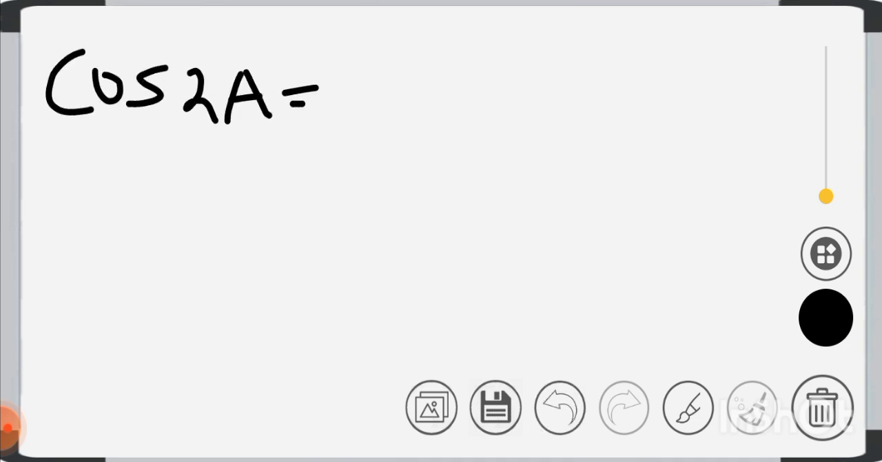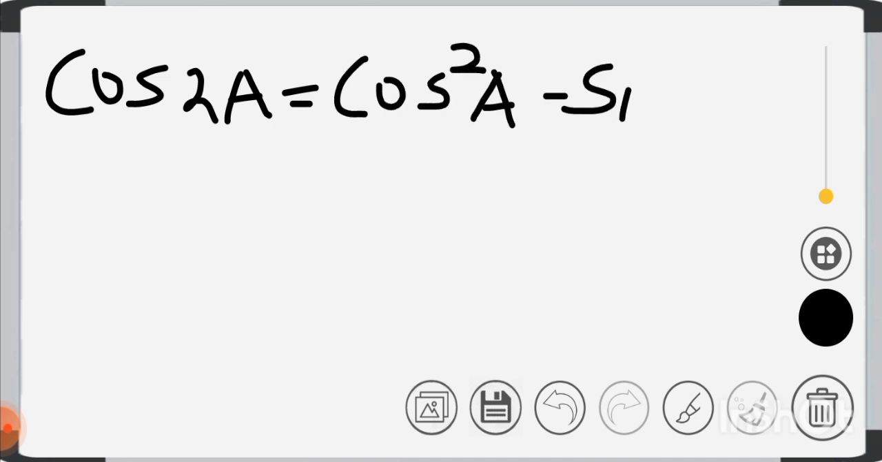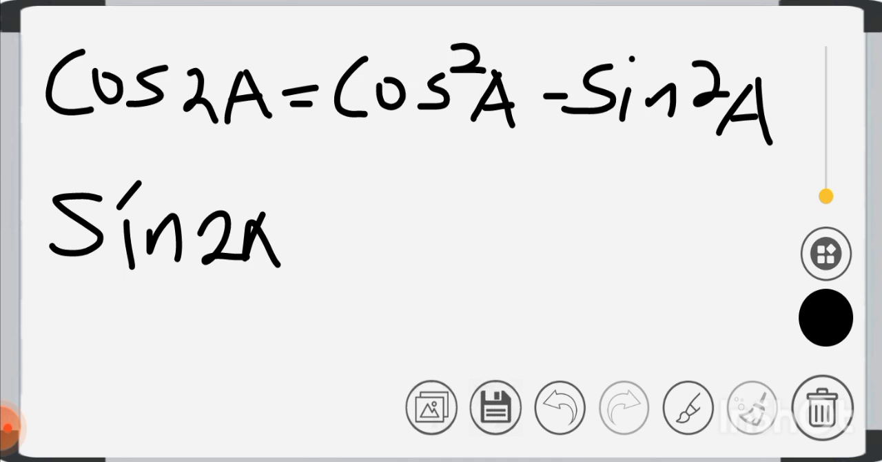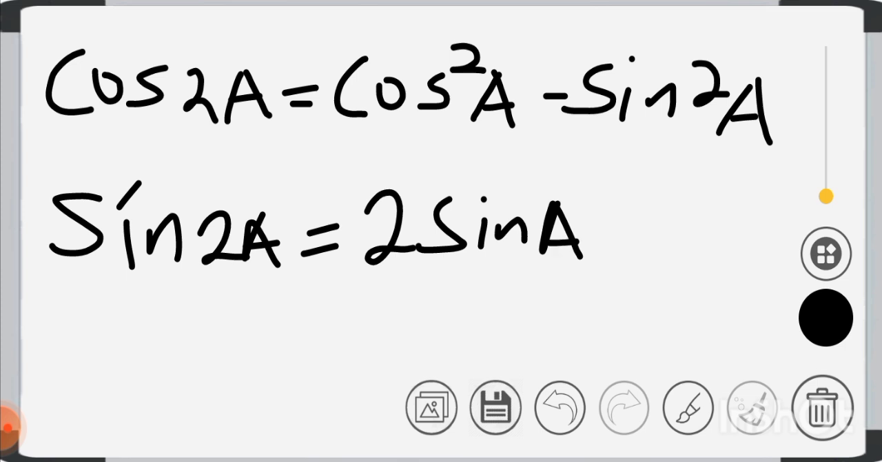But what about if you have something like this? Cos 2A will be cos square A minus sine square A. You can also derive it from that first one we did, but there's no need of derivation. Just take note of it. Just memorize it. I already told you what to do. Look for a textbook that has all these trig identities, then memorize them. Sine 2A will be 2 sine A cos A. Take note of that. It is very, very important.